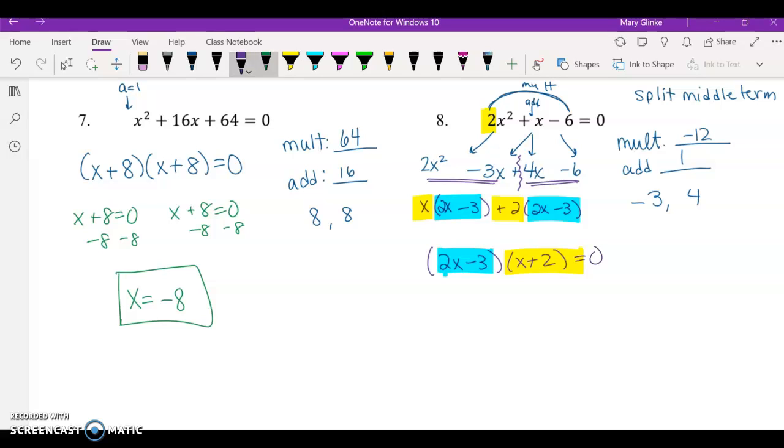So now this is factored. In order to solve, we're going to set each of these equal to 0 and solve those equations.